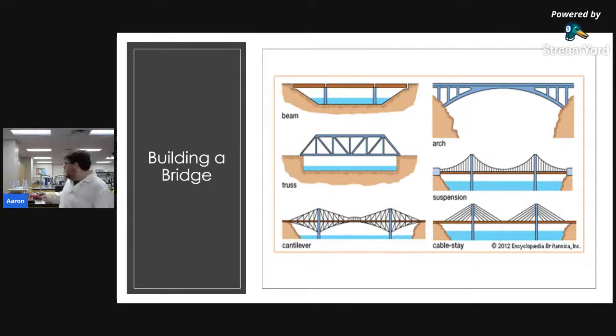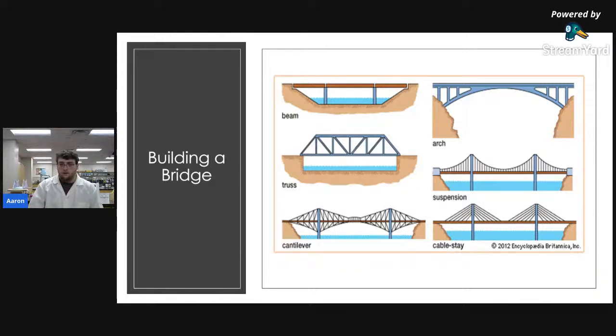So let's just talk about a few of these. First up is the beam bridge. It's one of the simplest bridges. It's very easy to build. It just has a couple beams across the top, and it has legs in between. The legs actually support most of the weight of a beam bridge. And they're great for small gaps or large gaps. They're very versatile bridges.